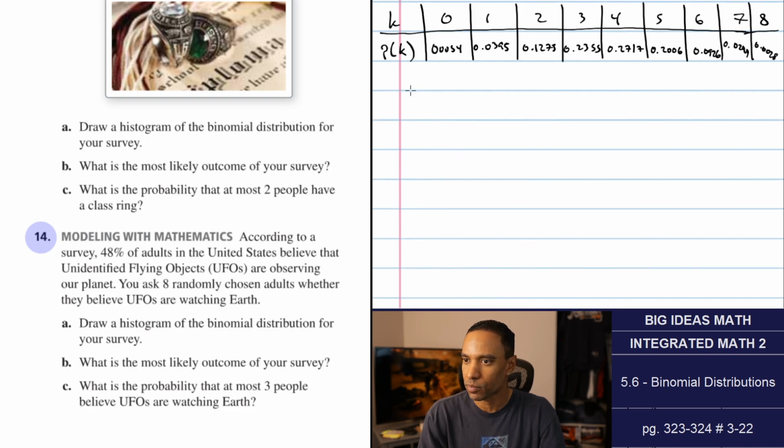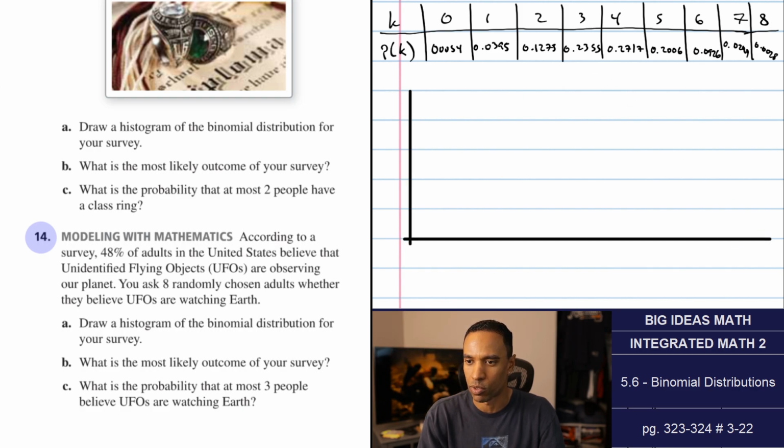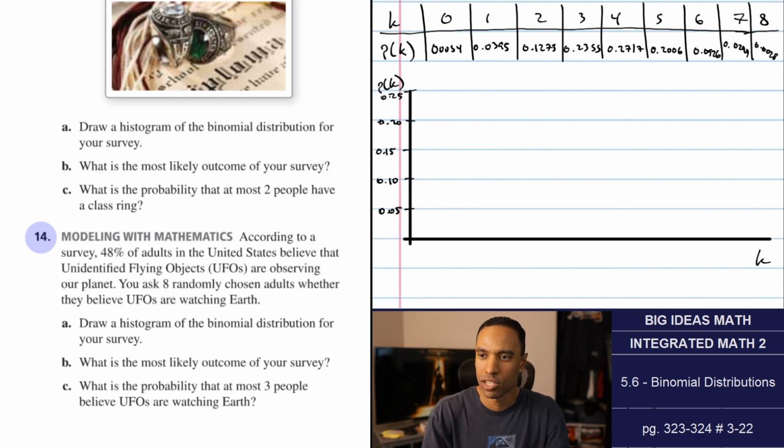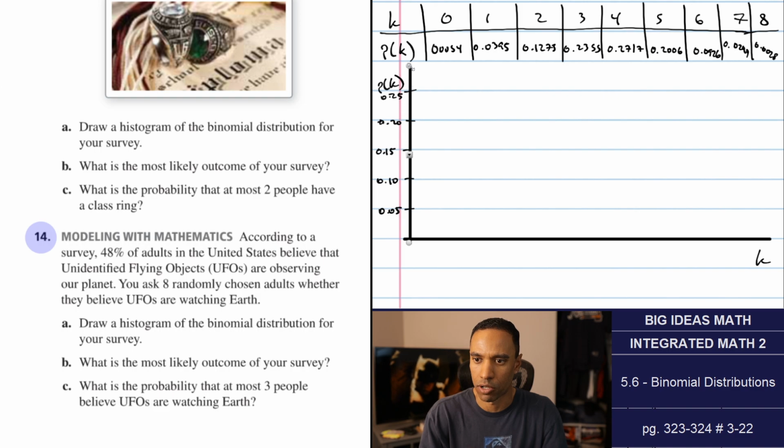Most highest number is 27%, so a little more than 25. So I'll probably go by increments of 5% once more, where we have K and P of K. And this is going to be 5%, 10%, 15%, 20%, 25%. And I guess 30 would go up there, but just like last time, I'll just extend beyond it because there's only one that goes up there.